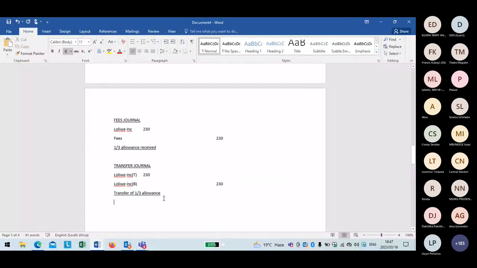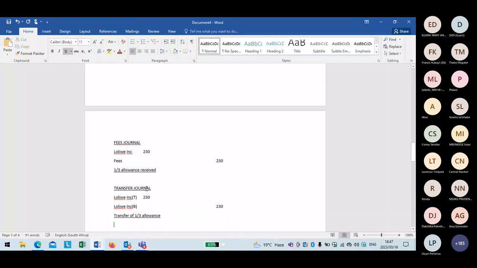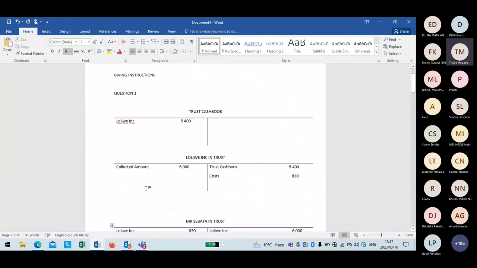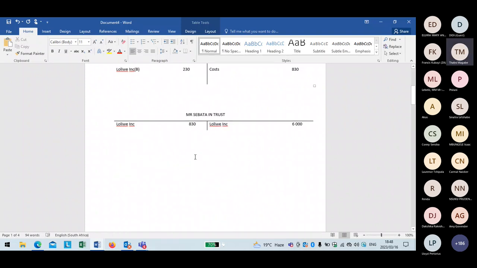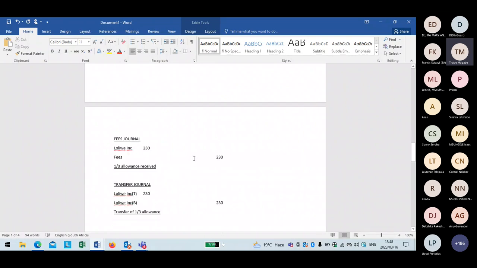You're welcome. From here, we post to ledgers, not so? Yes. Lolliwe Inc. in trust, we are going to debit how much? 230. And our narration will be? Lolliwe Inc. in business, not so. 230. And then we go to Lolliwe Inc. in business.